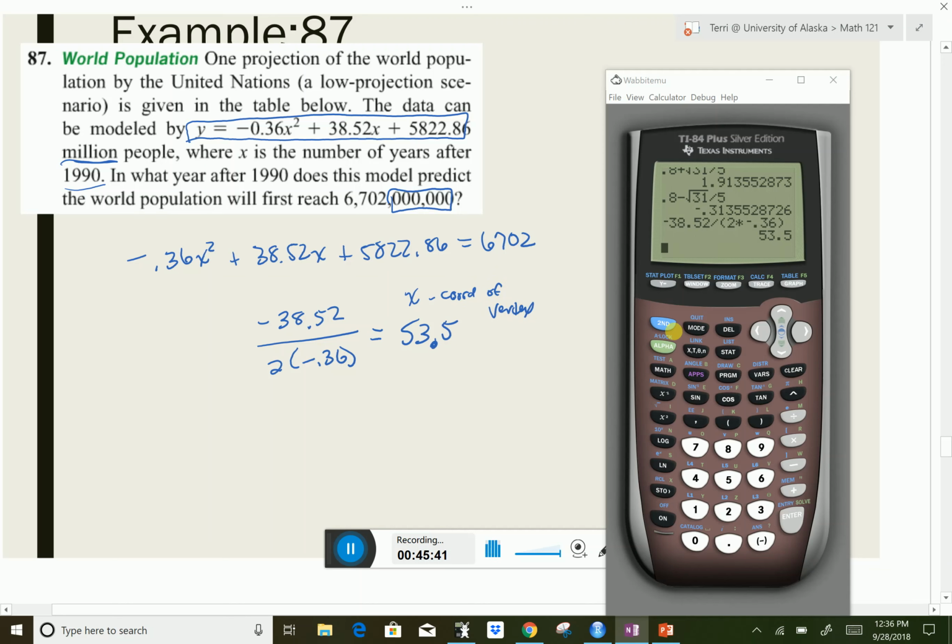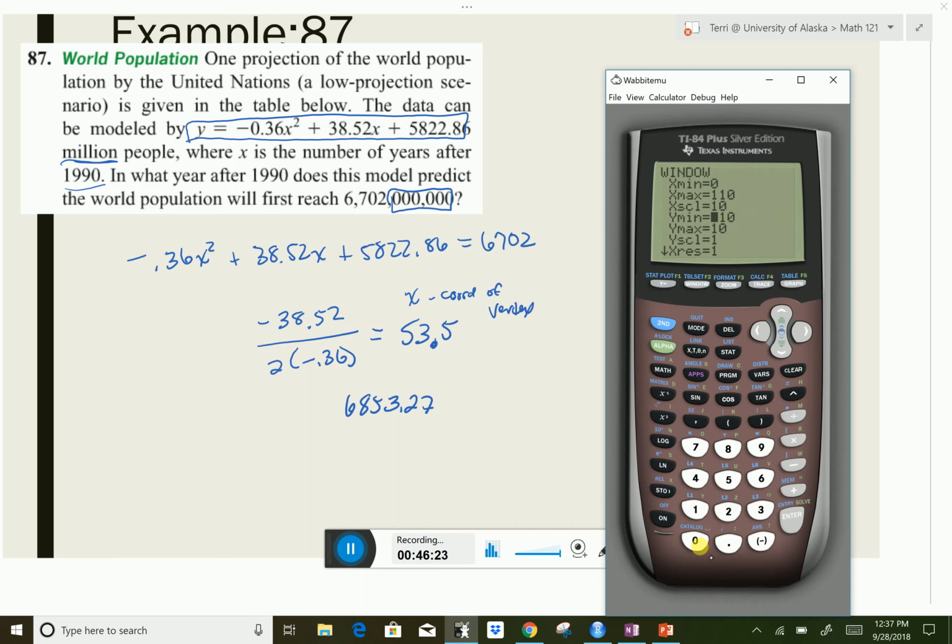Okay, so now let's see what the y coordinate is. Let's go vars, y vars, function, at 53.5 is 6853.27. So we want a function that goes at least that high. So let's get our window. So x-min, I don't think we need to go before 1990, so let's just say 0. We need to make sure and cover 53.5. I want to double that, actually, so I'm going to go to about 110. I think my scale I'll make 10.